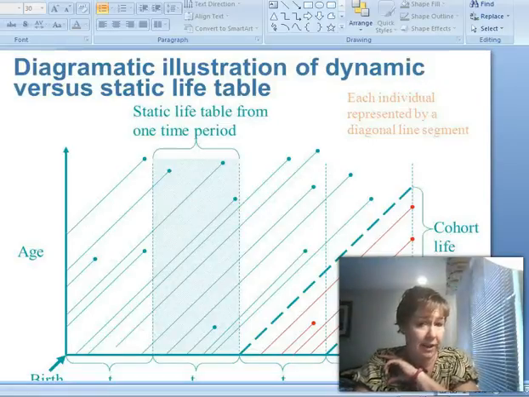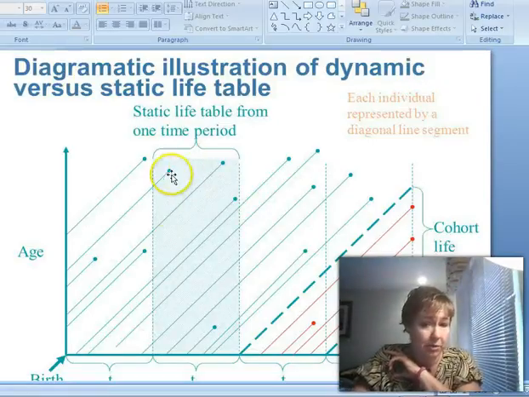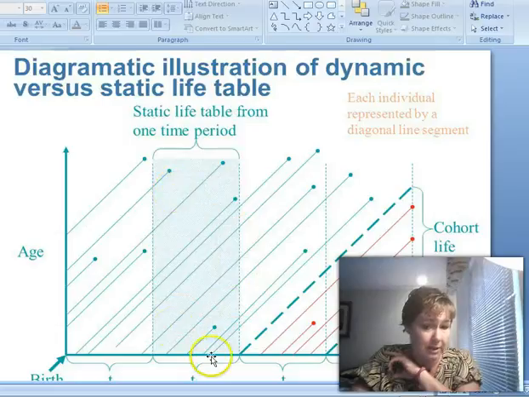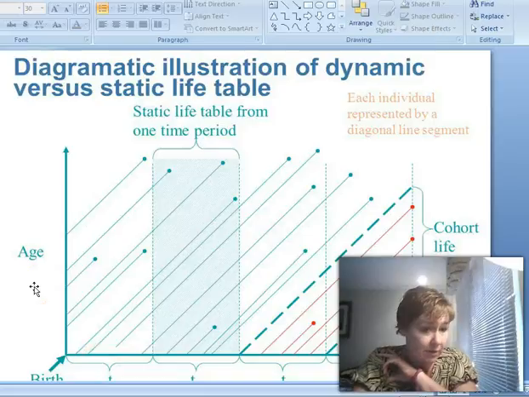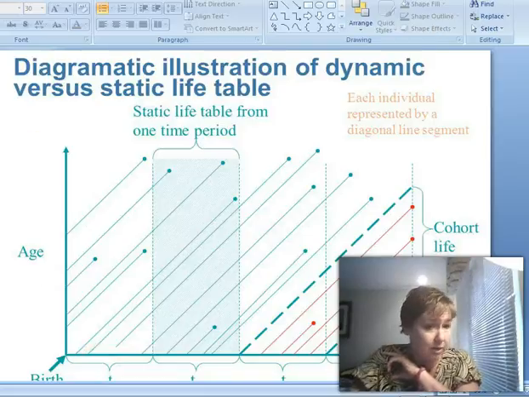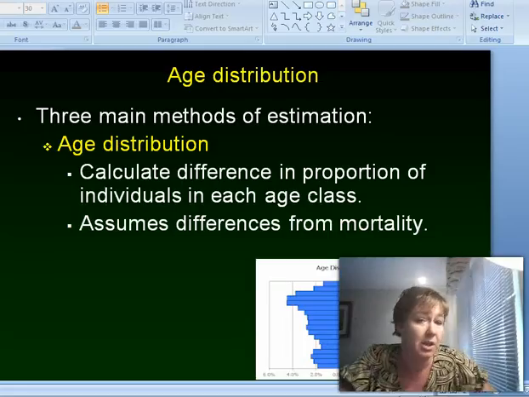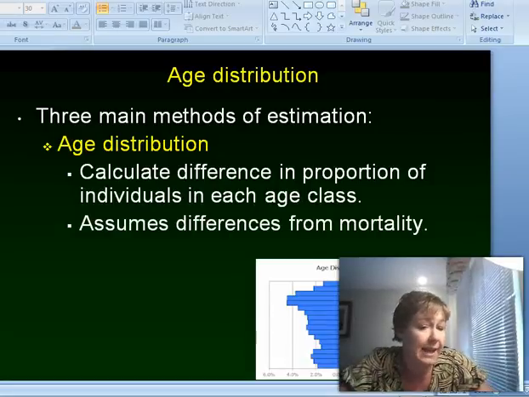Dynamic versus static life table. The static life table is only going to give you a snapshot of death. It's not really going to show you all of the other data. It's still very useful data, and cohort tables are really nice to have. So another method is age distribution.